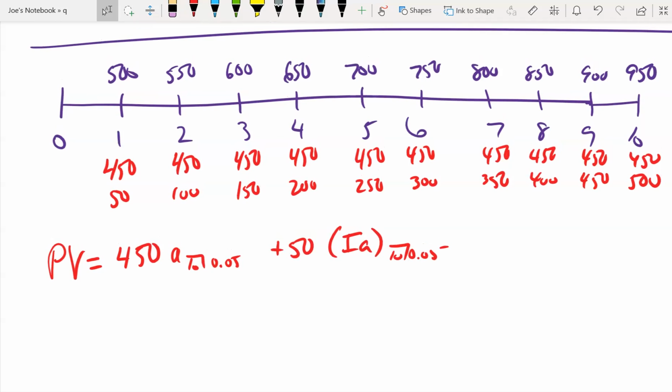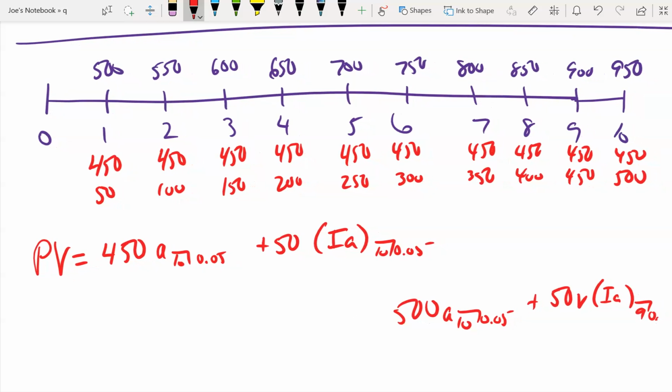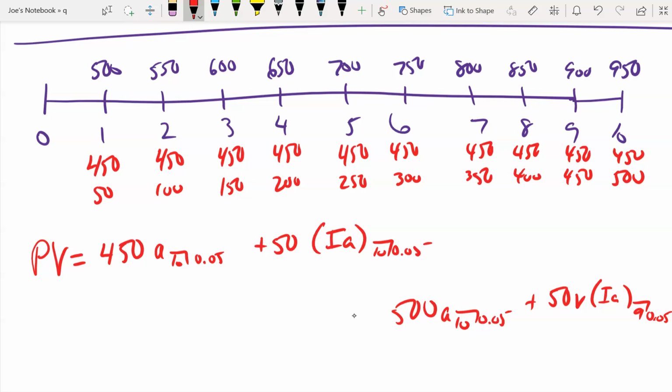If you did it that way, it would be 500 a angle 10.05, and then you would have a 50 v (Ia) angle, in that case 9.05. Yeah, you can do it that way, but you have to have the v in there. Which is why I said there's an extra step in there that I wouldn't do, if it were me. But I mean, you can do it both ways. You'll get the same answer.